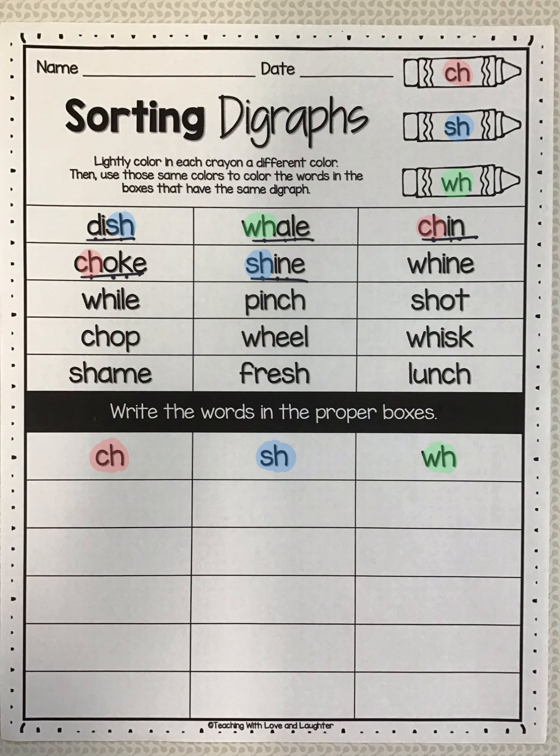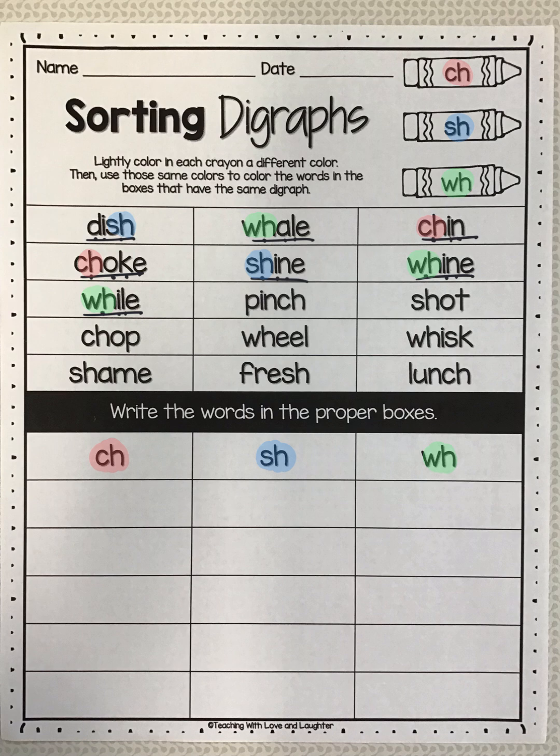My next word is wine. W-i-n, wine. What digraph do you see in wine? WH, so I'm going to color it green. Then I have the word on the next line, while. W-i-l-e, while. What digraph do you see in while? WH.